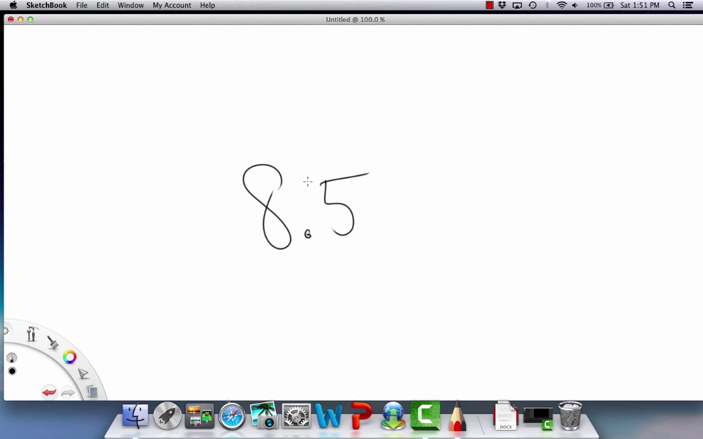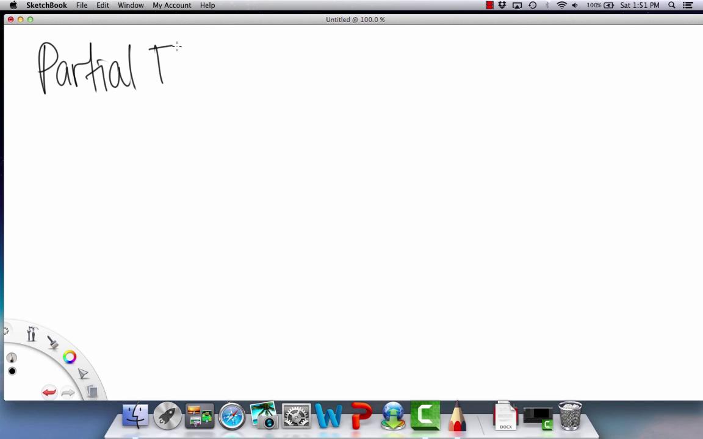Method of partial fractions. So personally, I find these problems particularly fun. As I said before, I like math, so even though it might sound weird. So these are partial functions. So this is what we're going to be dealing with here.